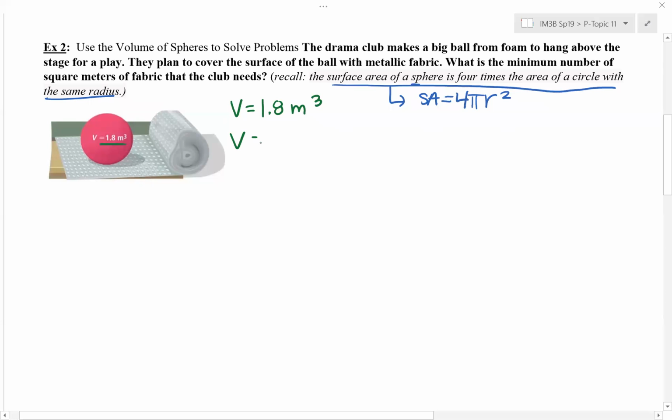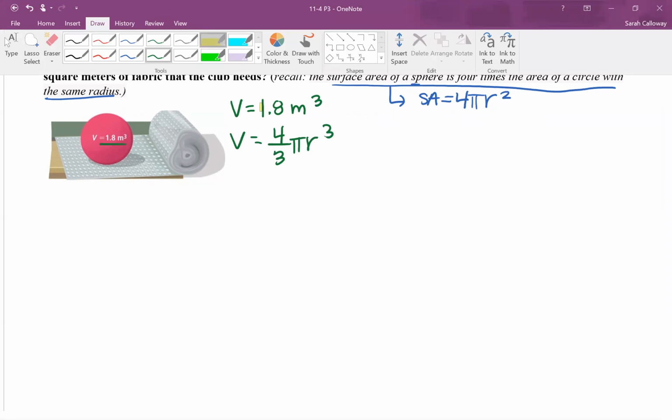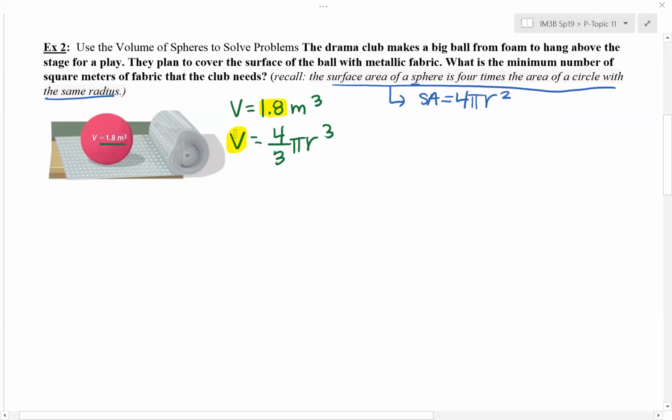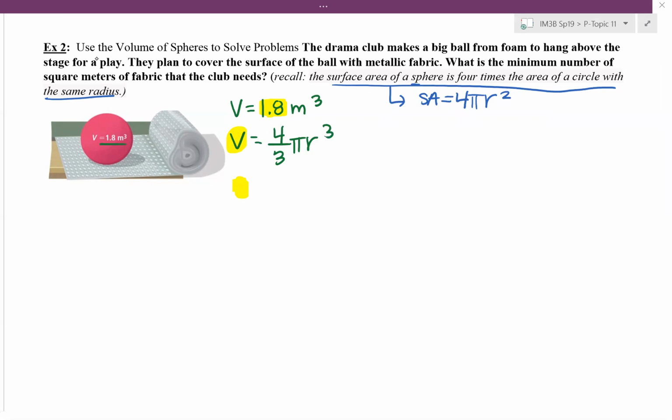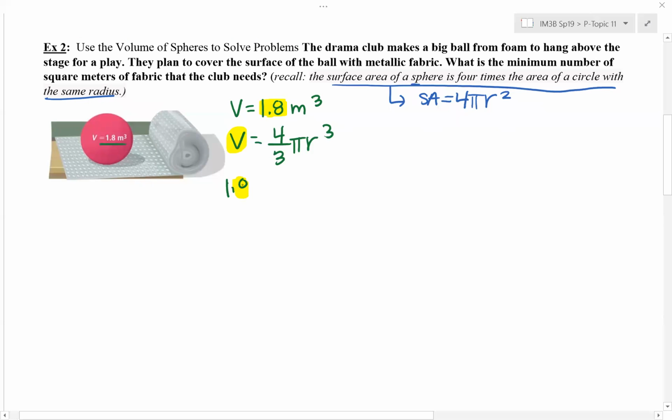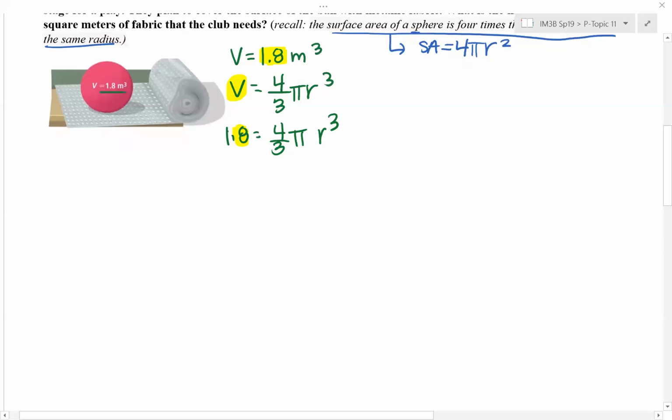And we know that the volume of a sphere is 4/3 pi r cubed. So what we can do is plug in the 1.8 for our volume and solve for r. So we're going to take 1.8 equals 4/3 times pi times the radius cubed. And we want to solve for r, and then once we find r, we're going to plug it in to get the surface area.